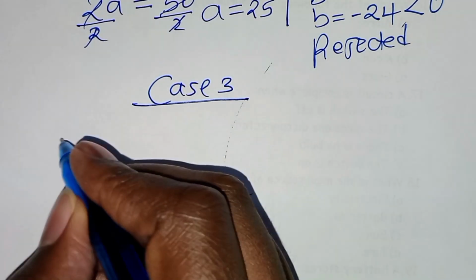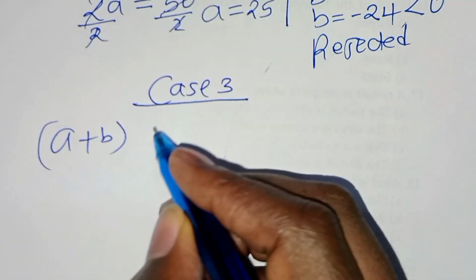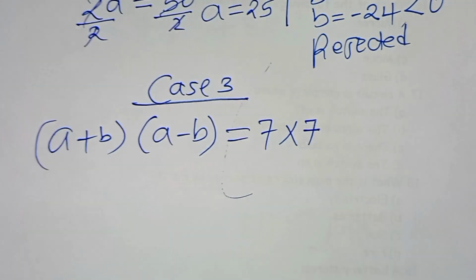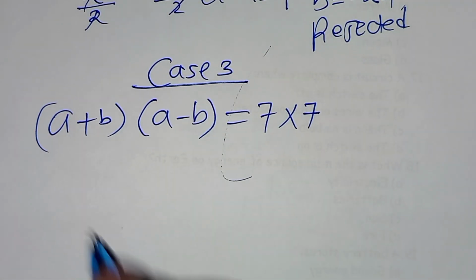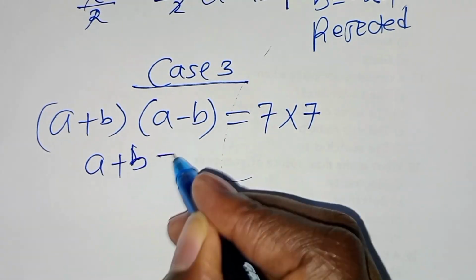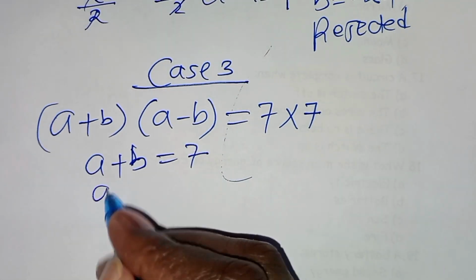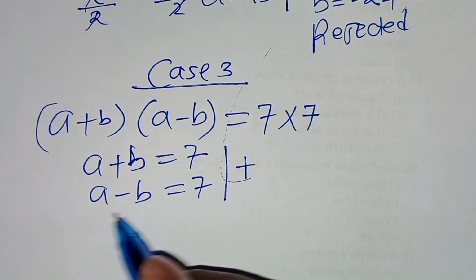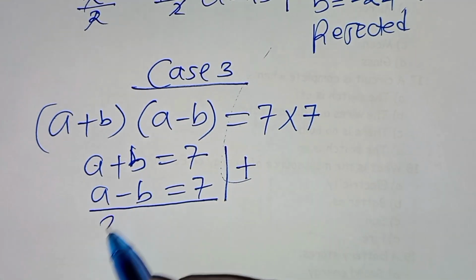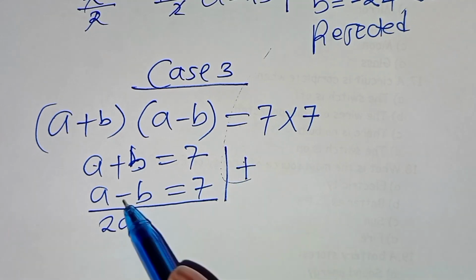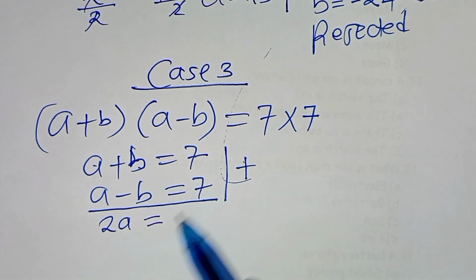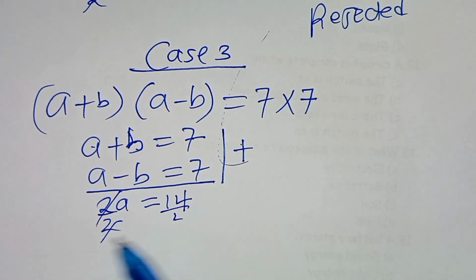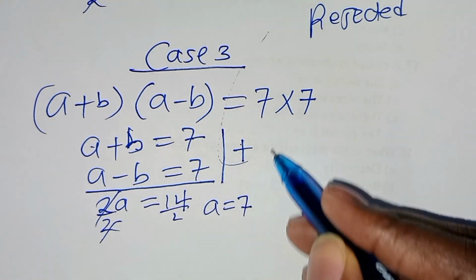Case 3, we have a plus b, a minus b, equal to 7 times 7. So here we have a plus b equal to 7, and a minus b equal to 7. Let's add these two equations. a plus a is equal to 2a, then b plus minus b simplifies, and then we have 7 plus 7, which is 14. Dividing both sides by 2, that means a is equal to 7.